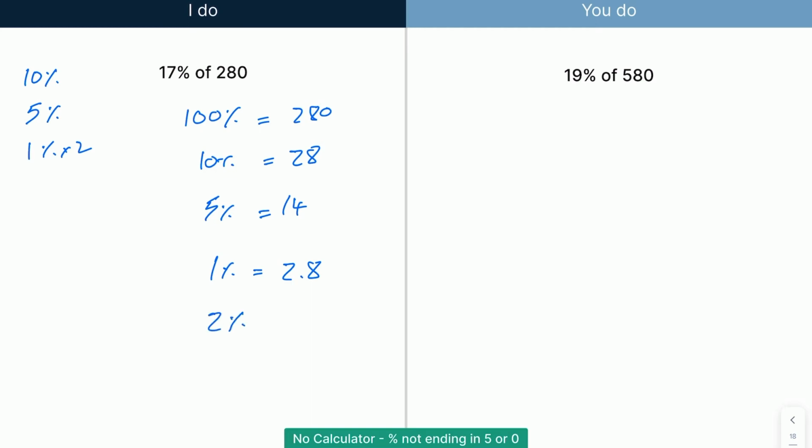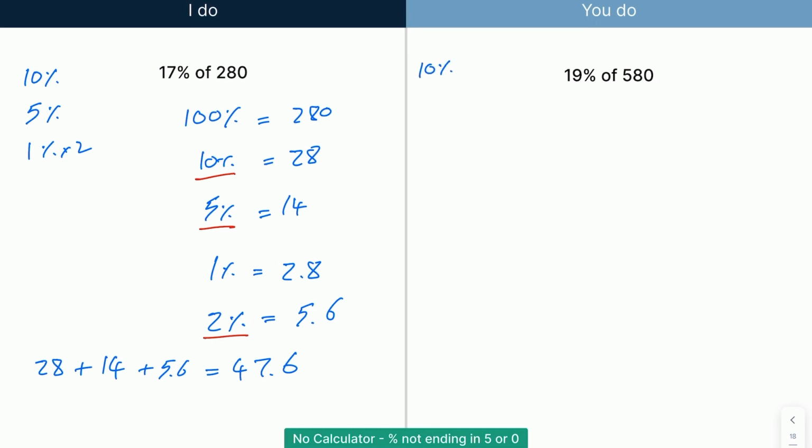So if I times that by 2, I get 2% is 2.8 times 2, which is 5.6. So for my final answer, I will need this, this, and this, because 10 plus 5 plus 2 equals 17%. So I just add all these together. So that's 28 plus 14 plus 5.6. So if I add 28 plus 14 plus 5.6, I get 47.6 as my answer.